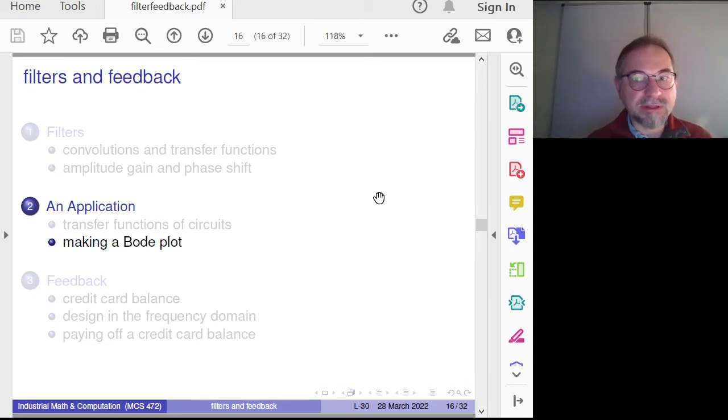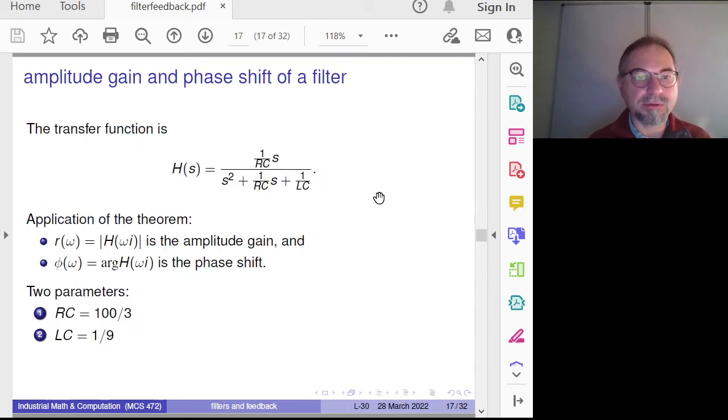Okay, so let's now look at a concrete example. We had this transfer function of the filter. And what does this filter now do? That's the question. So we have the theorem that tells us what the amplitude gain of this filter is, and then also tells us what the phase shift is. Since this is a numerical example, let's take the two parameters, RC and LC.